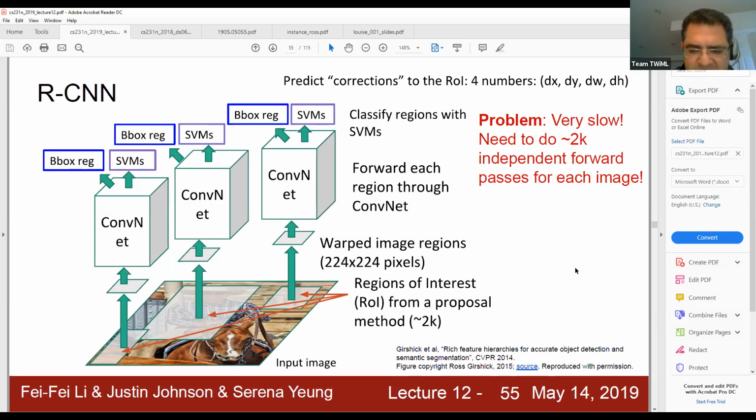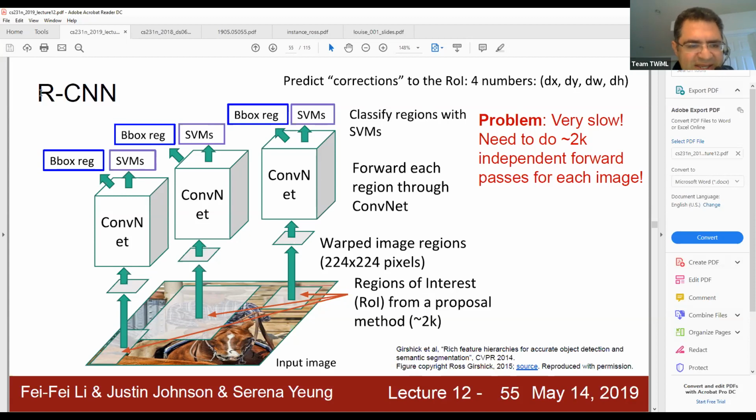So immediately you see the problem here. It's very slow, because you're going to get 2000 proposals, and each of them you're going to warp to 224 by 224 and then pass through convnets.